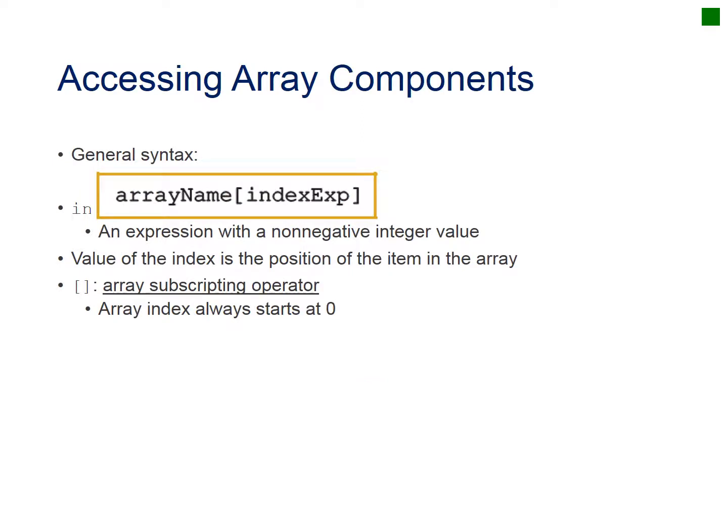Accessing array components. To access an array, use the syntax array name followed by the index expression in brackets, where the index expression is called the index and is a non-negative integer value. The value of the index is the position of the item in the array. The brackets are the array subscript operator, and the array index always starts at 0.